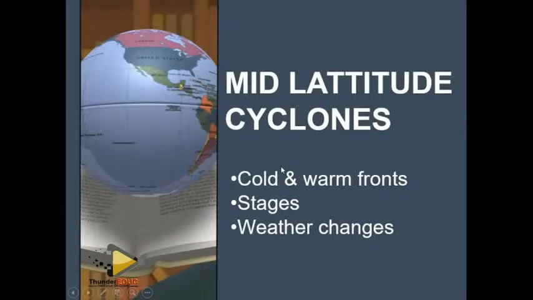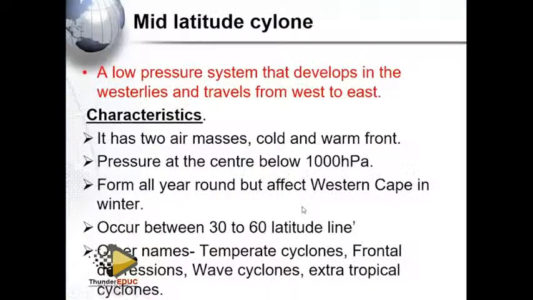What you must note is that when you talk about mid-latitude cyclone, the first thing that should come into your mind or in your head is the cold front and the warm front. How do they exist? That will be the next thing you're going to look at. So we are going to look at the cold and warm front. We are going to look at the stages and the weather changes that exist because of the cold front. So here we go.